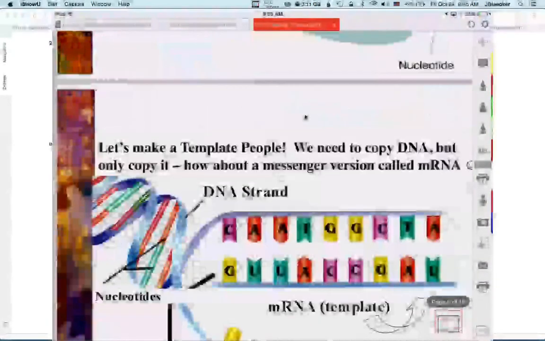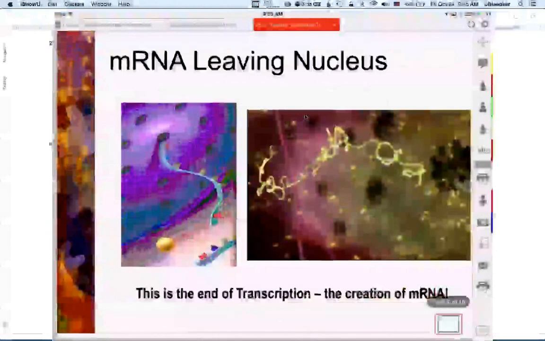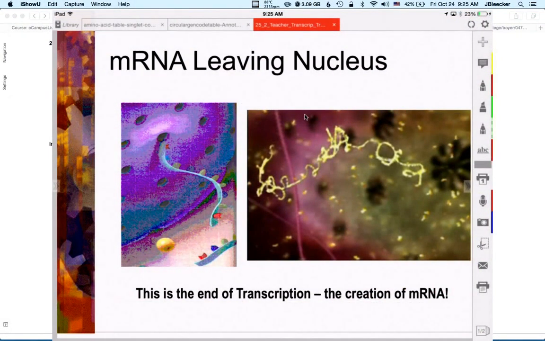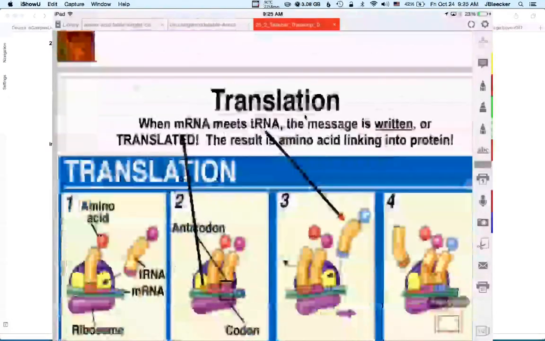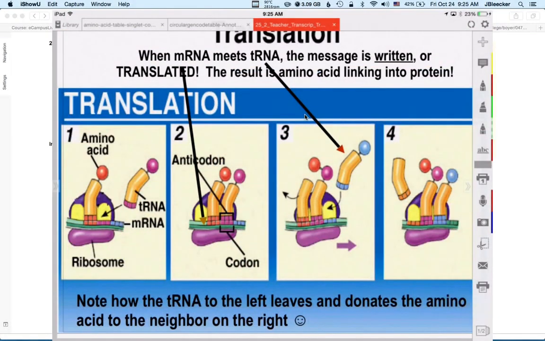And where we last left off was mRNA leaving the nucleus. So your mRNA molecule, situated here, is a single-stranded molecule. It's a copy of a gene or a series of genes, depending on how this is put together, that leaves the nucleus and goes to the ribosome to be the template for the construction of proteins. You can think of it as a blueprint, but a section of a blueprint of DNA. This is where it gets interesting.